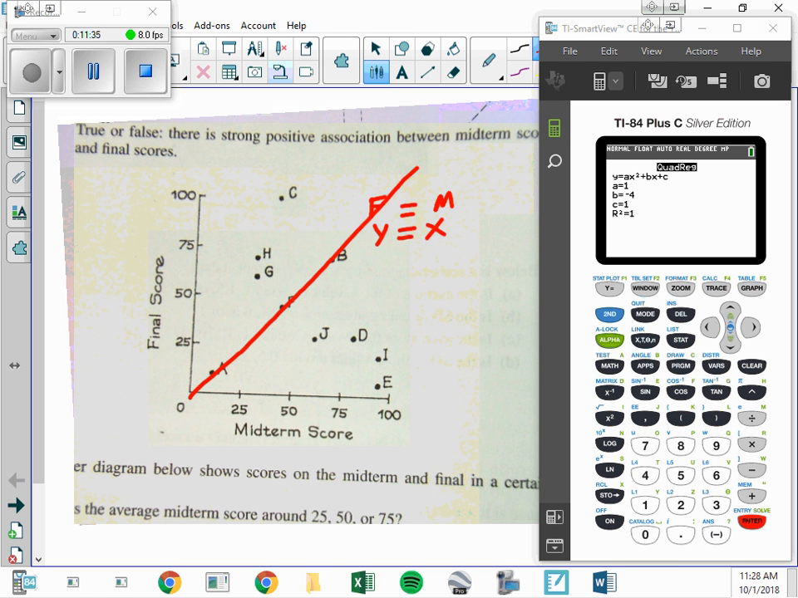And B, which students scored higher on the final than they did on the midterm? Everybody that is above that line. Right? This right here would be final is greater than midterm. And down here, this would be final is less than midterm.